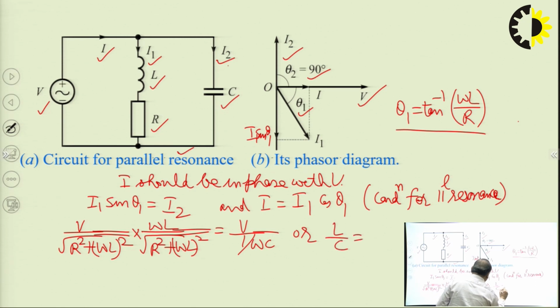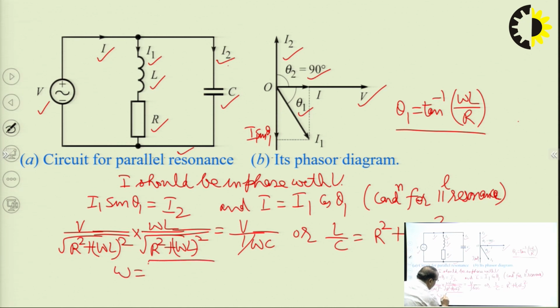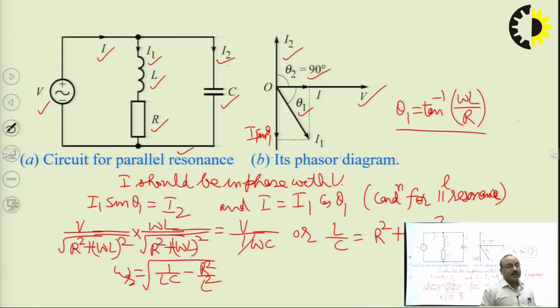L upon C equal to R square plus omega L whole square, and from this omega becomes under root of 1 upon LC minus R square by L square, where this omega is the resonance frequency. So we write it as omega R. Since this is due to the resonance condition we are observing here, the frequency here is the resonance frequency, and that comes out as under root of 1 upon LC minus R square by L square.